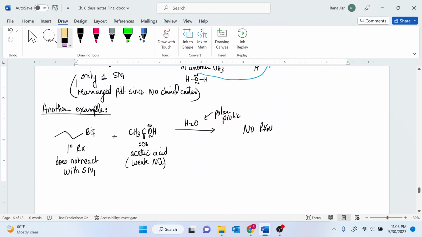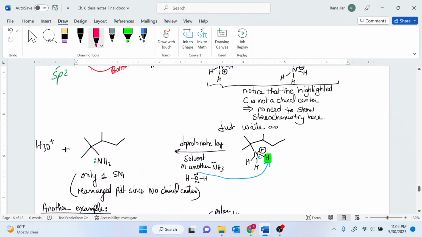If I'm starting with a primary alkyl halide and using a neutral nucleophile and a polar protic solvent, those two are the right conditions for an SN1 reaction. However, the primary alkyl halide is not the right condition because I cannot make a primary carbocation. So this is why I'm going to end up having no reaction.